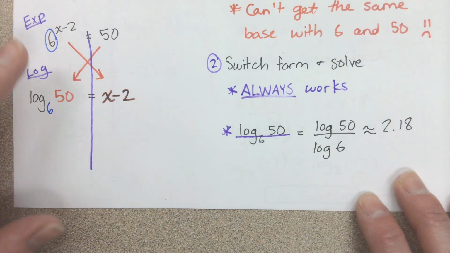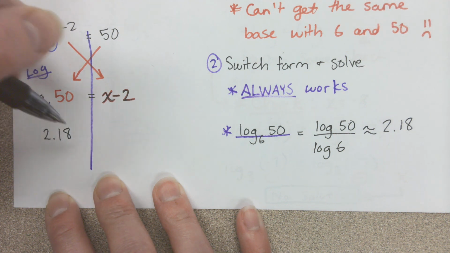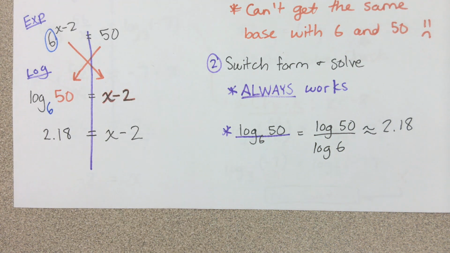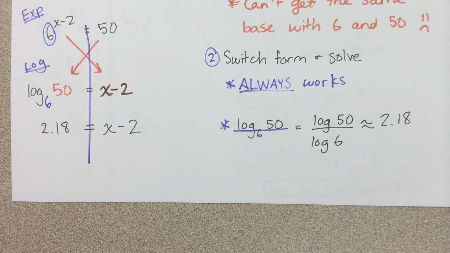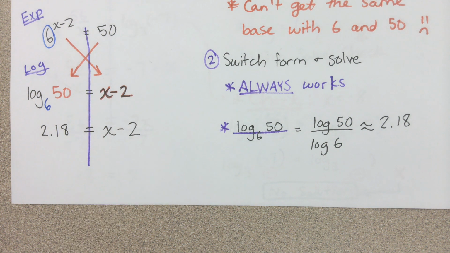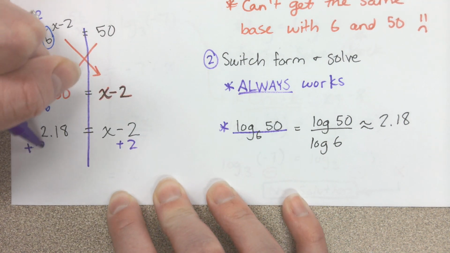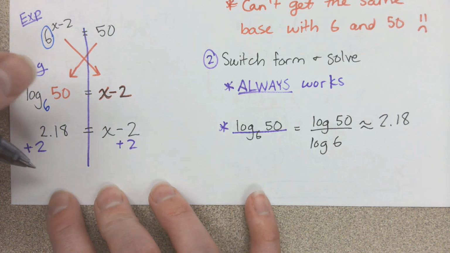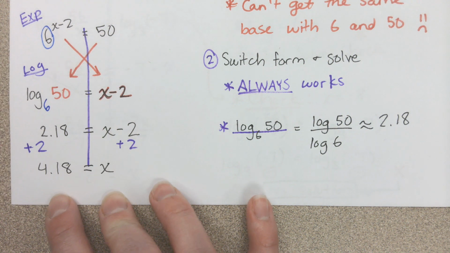So in the equation, I'm going to replace the left side with 2.18. Equals x minus 2. Lastly, we need to finish solving for x. We just need to move the negative 2. So I will add 2 to both sides. And we're just adding the whole numbers here. So this will become 4.18 equals x, and we're done.